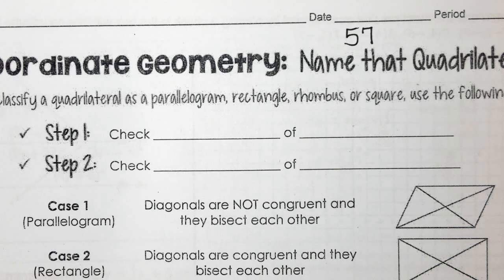Alright, so this is coordinate geometry. Like I said, in each unit we're going to end up doing some kind of graphing. We already did Pythagorean. All we're trying to do is classify a quadrilateral as a parallelogram, rectangle, rhombus, or a square based on its properties. There's many ways to do this, but through doing this for a while now, we figured out the best way to teach y'all and the most minimal amount of steps is to do it this way.